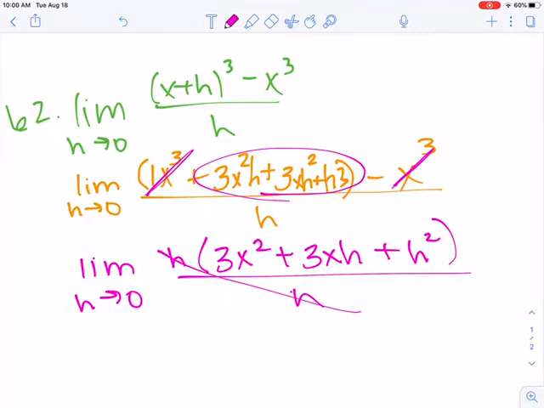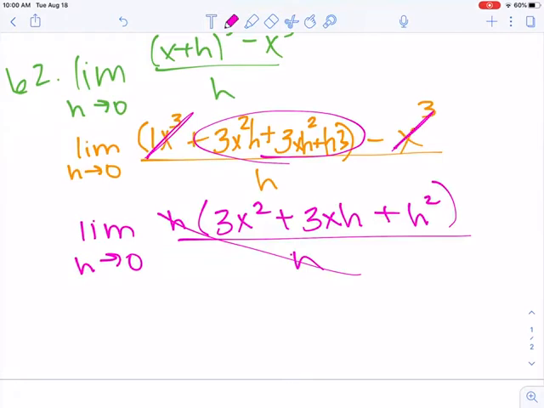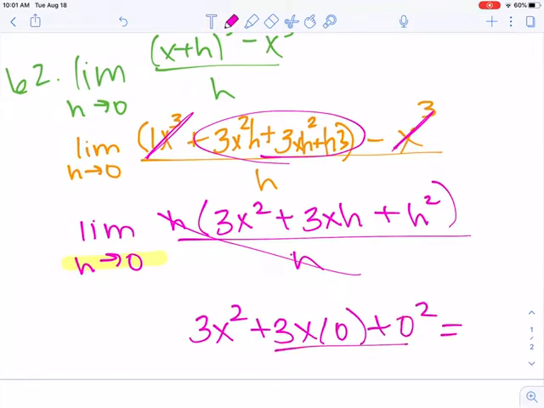So that it can cancel with that guy. And remember, now we need to go ahead and evaluate our limit. So we're going to plug 0 in for h using direct substitution. So we have 3x squared plus 3xh plus h squared. Those are going to go to 0, so we're left with just 3x squared.